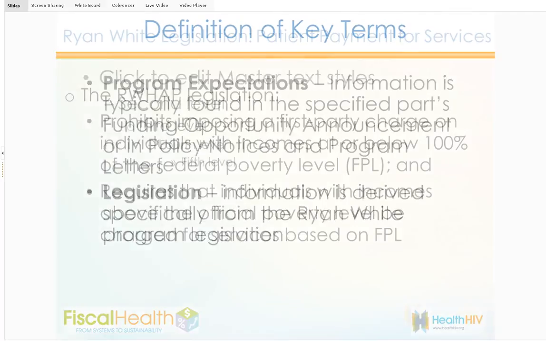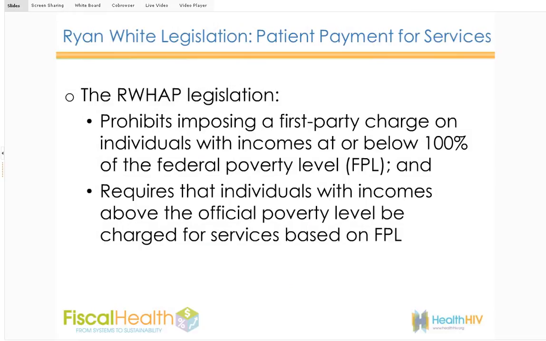So the first thing I want to start out with is the Ryan White legislation as it relates to patient payment for services. First, the legislation prohibits imposing a first-party charge on individuals with income at or below 100% of the poverty level. So if a patient walks in your door and, based on your enrollment and eligibility process, is determined to have an income under the federal poverty level, based on Ryan White legislation, they should not be charged for services, and they should be provided HIV outpatient care through your Ryan White grant program.